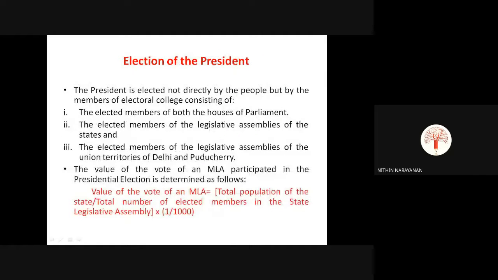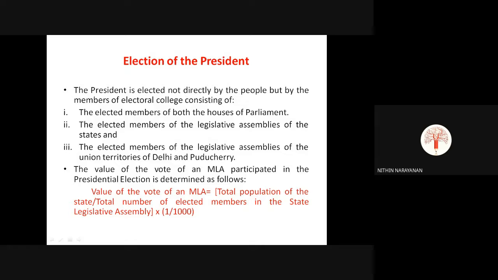The president is elected not directly by the people, but by the members of an electoral college consisting of... Okay, so it is not like a general election pattern. The election of the president is not through a general election pattern, as in how we elect the prime minister of the country. The election of the president is in a different manner. It is not elected directly by the people, but by the members of the electoral college.